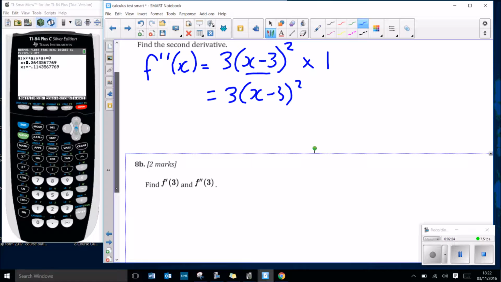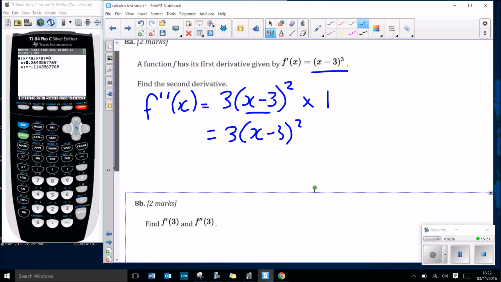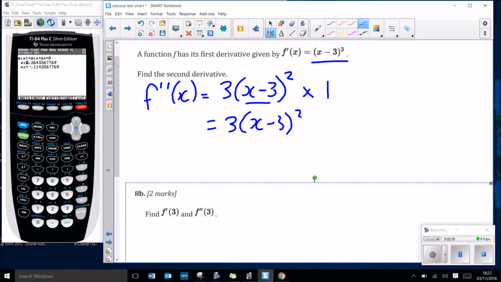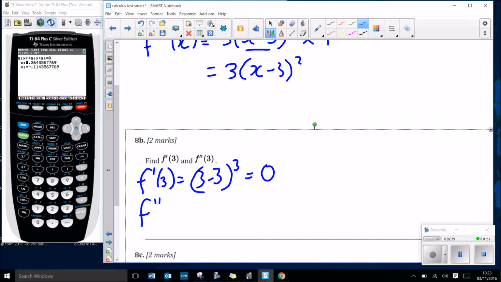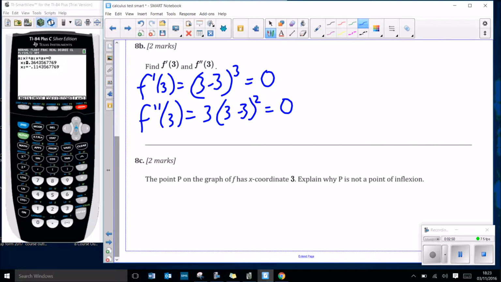So we're putting 3 into both of these two expressions. So f dash 3 would be 3 minus 3 to the power 3, which is obviously 0. And f double dash 3 is 3 lots of 3 minus 3 squared, which again is 0. Point P on the graph has x coordinate 3. Explain why P is not a point of inflection.